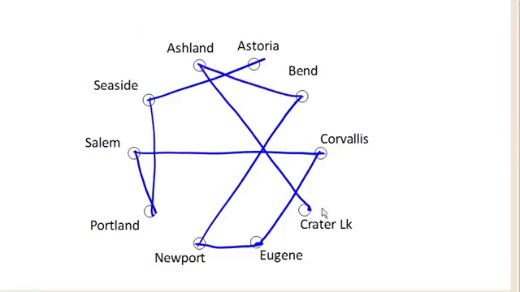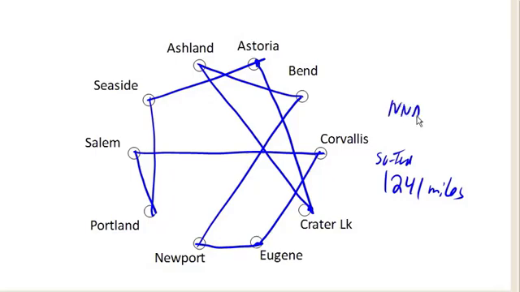Now notice at this point we're pretty much done, because everything has degree 2 except Crater Lake and Astoria, so there's only one real option left, and that's to connect Astoria and Crater Lake, and that finishes our circuit, which has a total length of 1,241 miles, if you're curious. Interestingly, this was from sorted edges. Our nearest neighbor algorithm gave us a circuit with a total length of 1,266 miles. And so this sorted edges algorithm gave us a slightly better circuit.